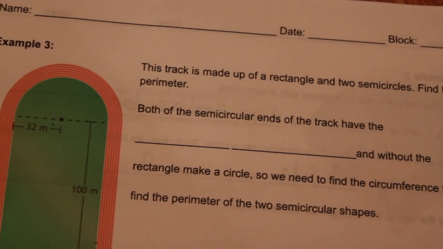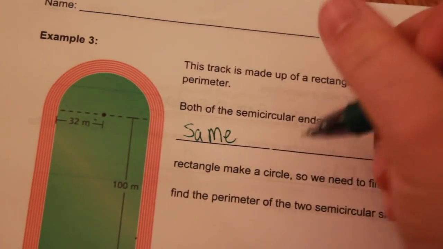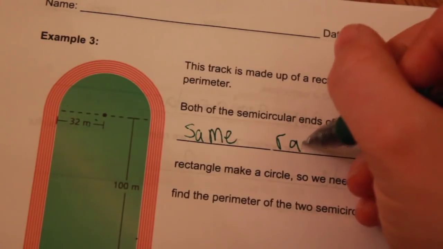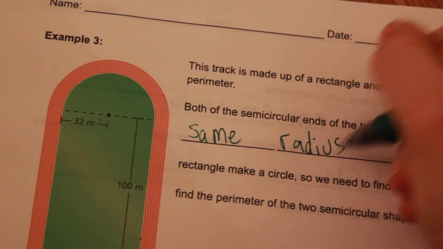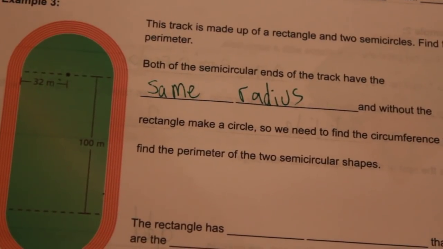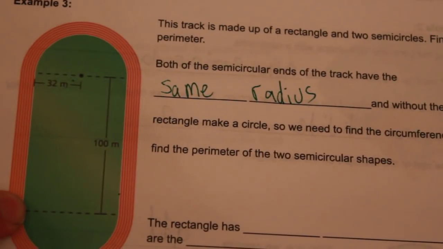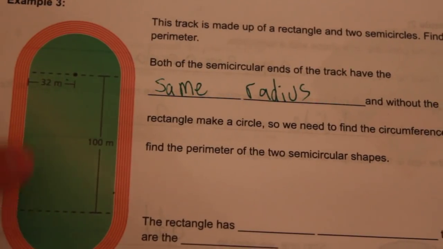Both of the semicircular ends of the track have the same radius. If they have the same radius, remember that also means that they have the same diameter, because diameter is radius times 2. So 32 times 2, whether it's up here or down here, is going to be the same number. It's going to be 64.